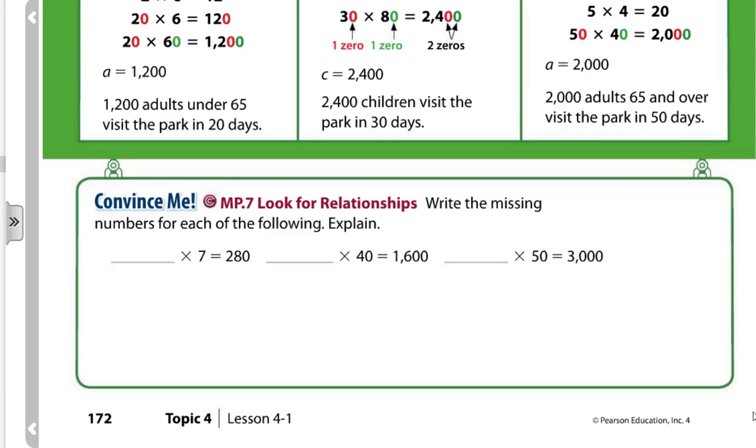Yes, Abdullah. In this one, we have: write the missing number. So the first one, can you read it? Space multiplied by 7 equals 280. So what do you think we should multiply by 7 to give 280?